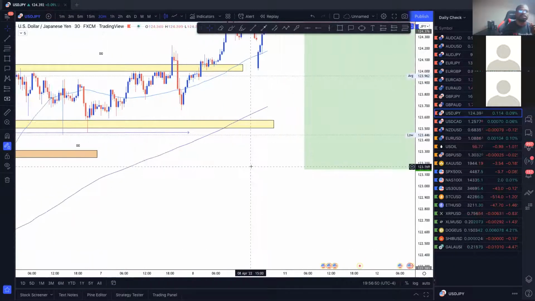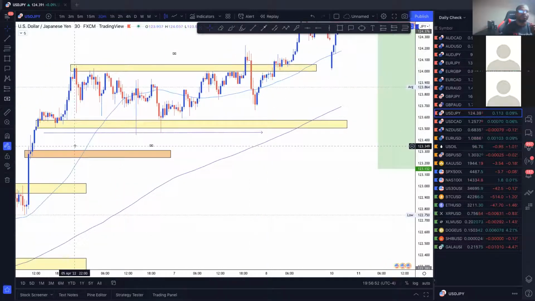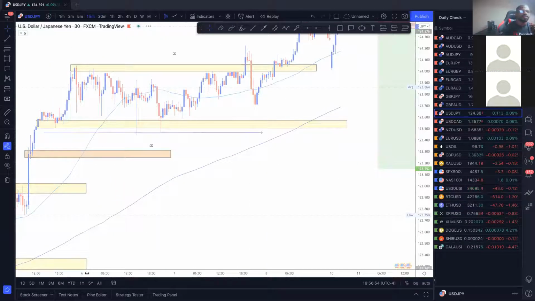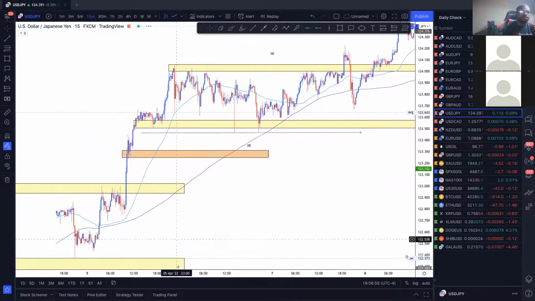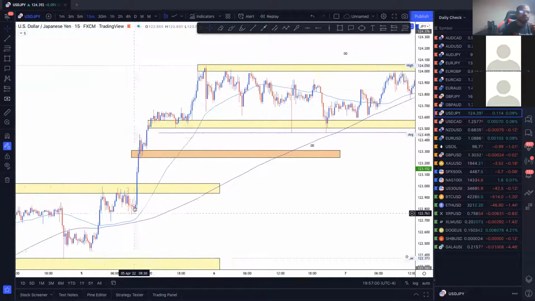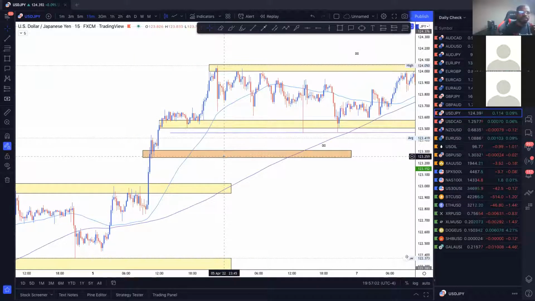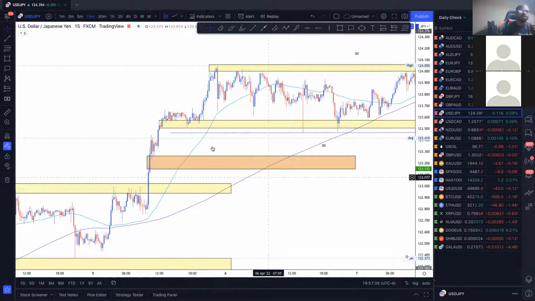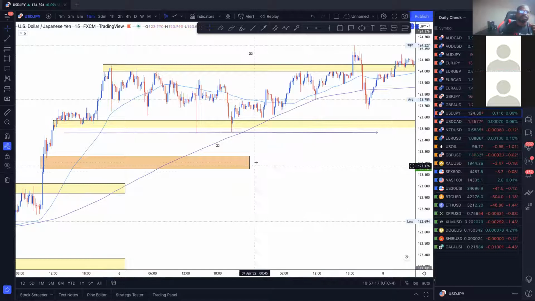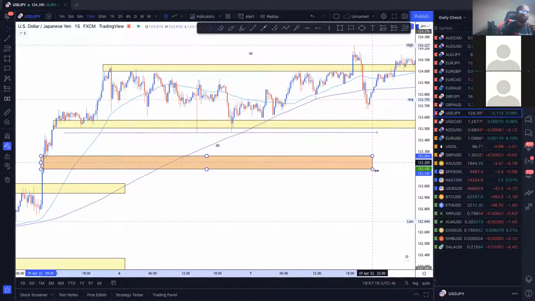That's funny. You see that? Came right to that zone. All right, so yeah, let's watch what happens in this area here. All right, and we'll take a look at the indices, and that'll be it for today.